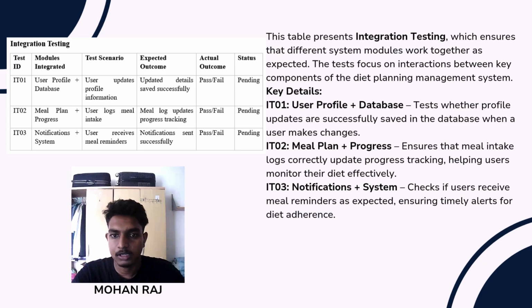The second one is IT02, meal plan and progress. These tests ensure that meal intake logs correctly update the progress tracking to help the user monitor their diet effectively. The third one is IT03, notification system. This checks if the user receives meal reminders as expected, ensuring timely alerts for their diet adherence.